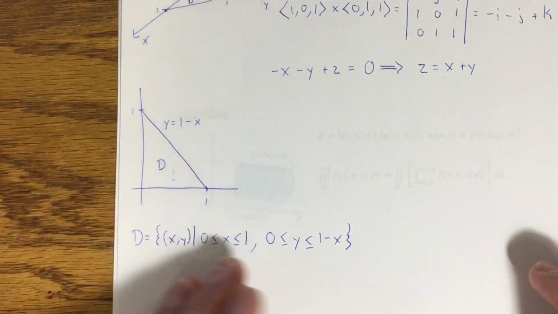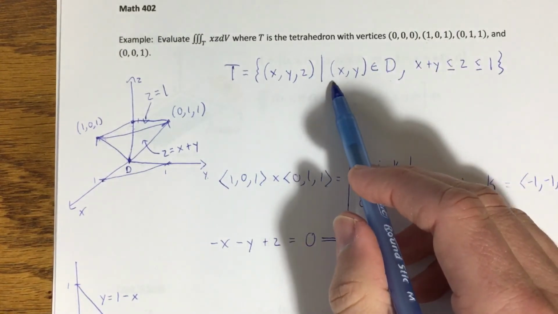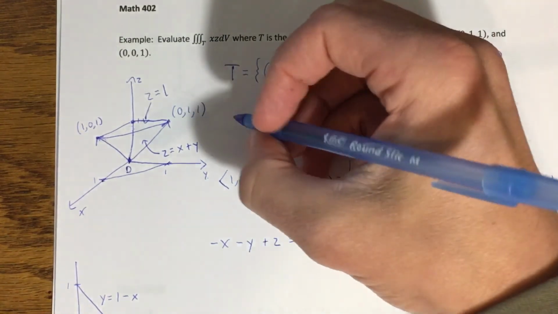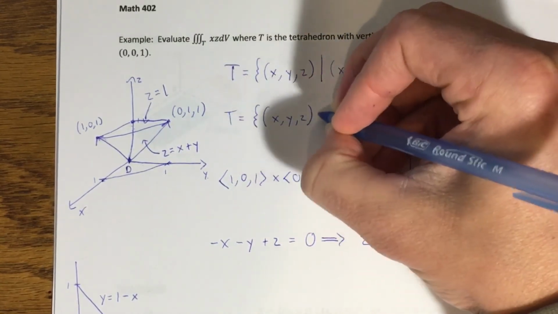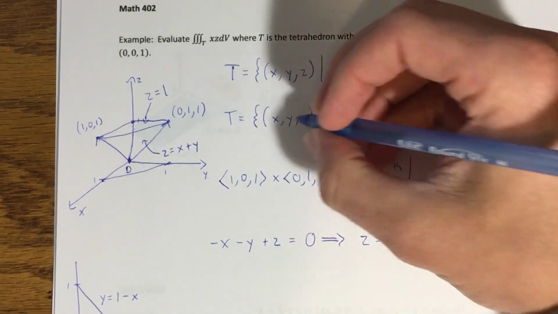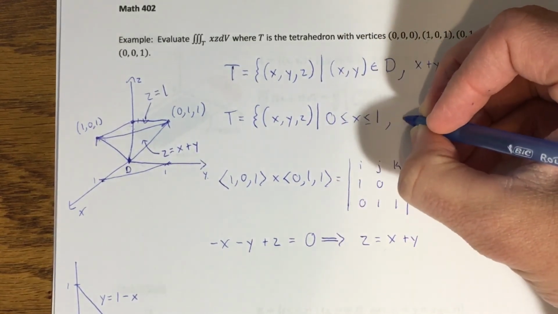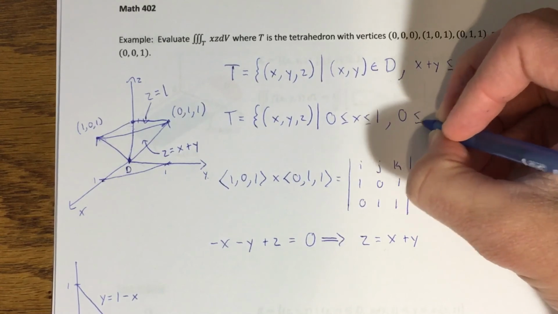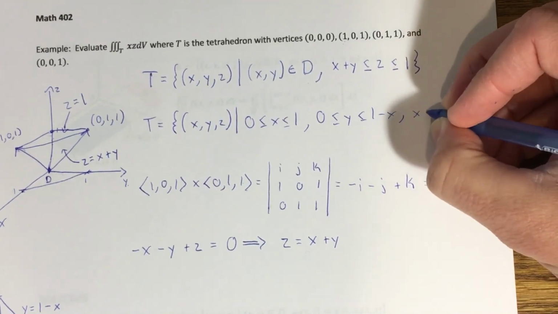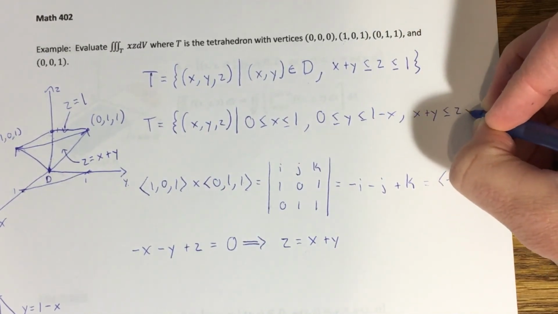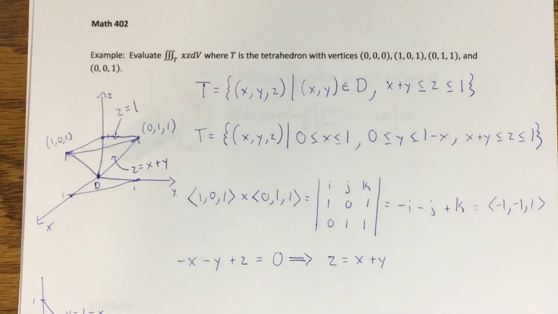Okay? This I can use to rewrite the set T that I gave up here to give me limits of integration for x, y, and z. So let's rewrite the set T. x, y, z is the set of all x, y, z such that x is between 0 and 1, y is between 0 and 1 minus x, and then finally z, as we found out up here, is between x plus y and 1. Okay. This is all the time that I have in this video.